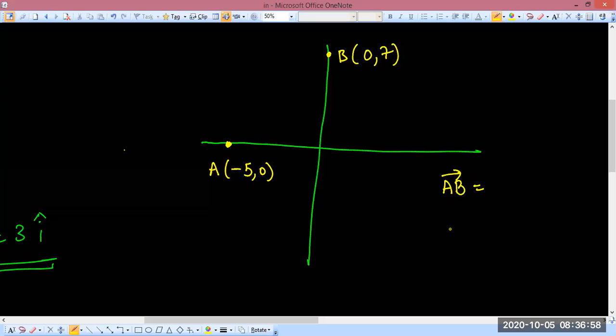Find this vector. You have 30 seconds. Time is ticking.